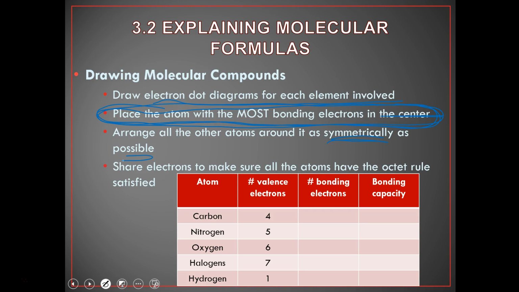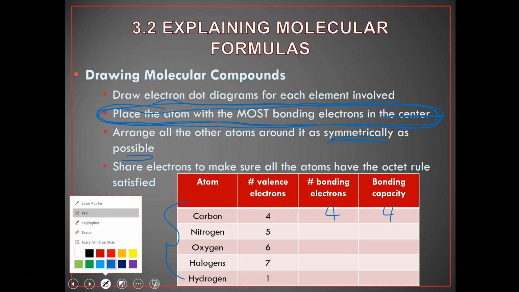Okay, so let's take a quick look at each of these, and this will give me an example of which atoms are going to go in the center. So carbon has 4 valence electrons. Remember, carbon looks like this. How many bonding electrons then does carbon have? 4. So its bonding capacity is 4.